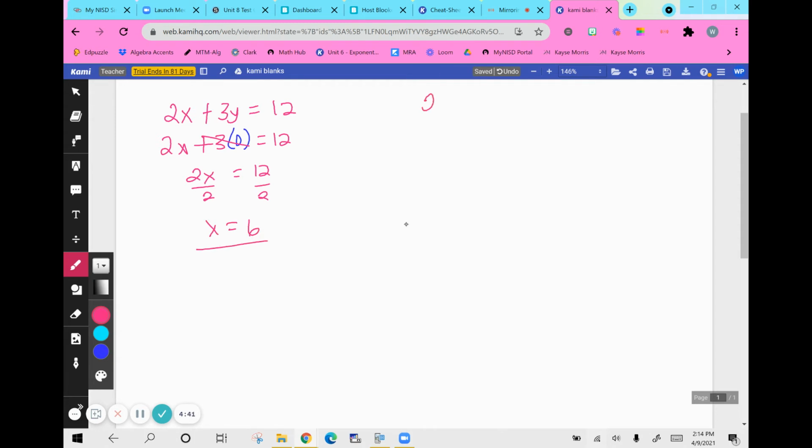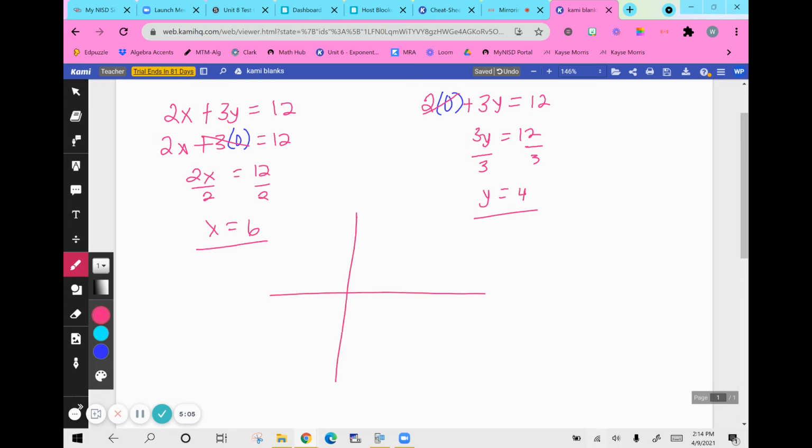And likewise, if we wanted to figure out what the y-intercept was, we would set x equal to 0 and solve for y. So 2 times 0 is 0, cancels out, so I'm left with 3y equals 12. Divide by 3 on both sides, and I have y equals 4. So my y-intercept would be 4, my x-intercept would be 6. And if I had a graph here, I could go ahead and plot that. So 4, 1, 2, 3, 4, 5, 6. And so I can tell that my slope is going to be a negative slope. Okay.